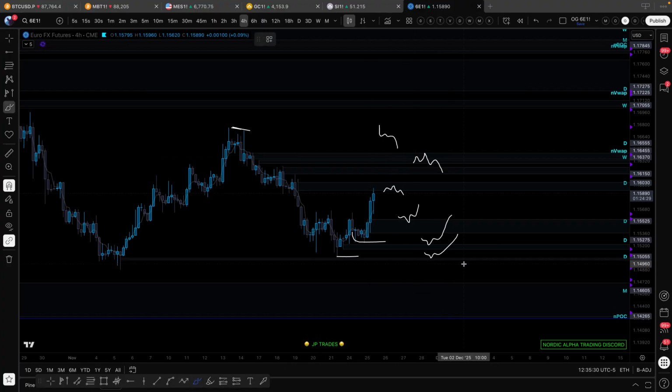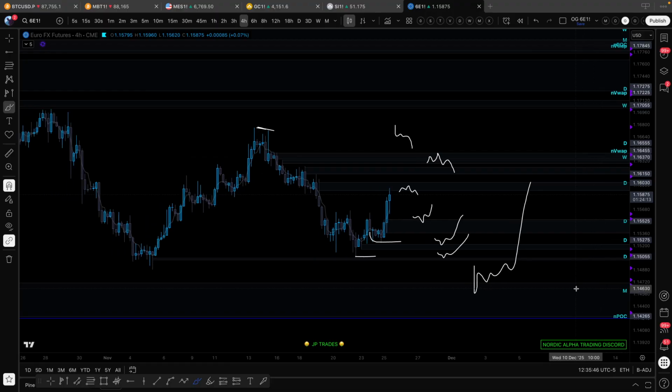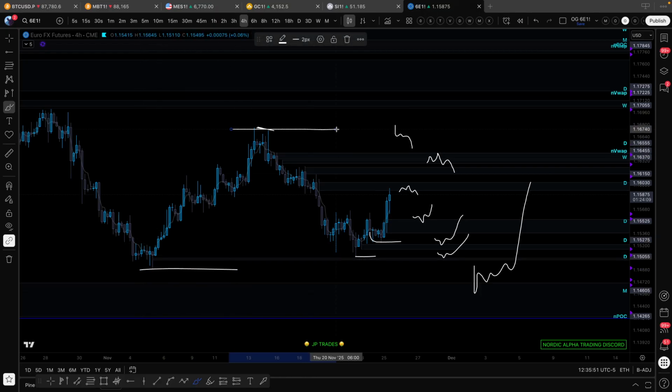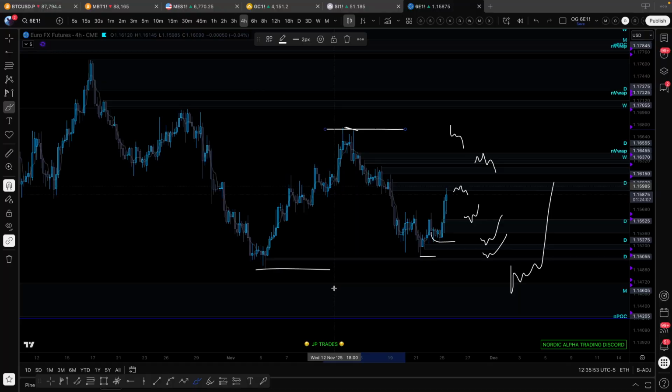To redraw this one. So this one, I kind of want it to be a quick SFP in and out of this low here. If we get back into this order block, I want to see that monthly level mitigated. This is also a very nice order block here. I would want to see a quick wick into that zone and come back into the range.